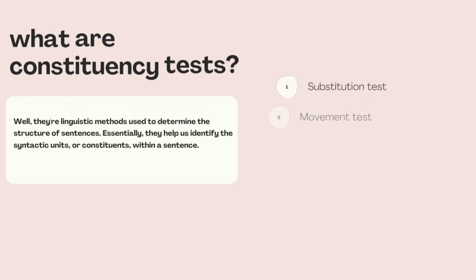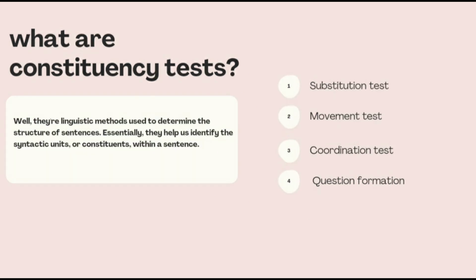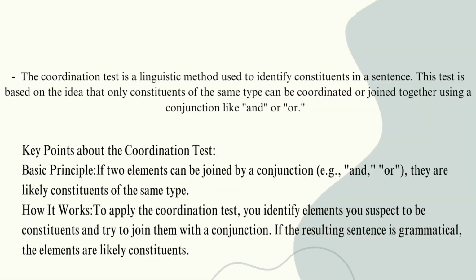So a recap on what we have said in the last video. Constituency tests are tools used in linguistics to determine whether a group of words form a single unit, or constituent, within a sentence. Constituents are the building blocks of sentence structure, and identifying them is crucial, and how they function grammatically. So in the previous video we discussed the substitution test and the movement test. Today we're gonna discuss the coordination test, the question form, and the WH movement.